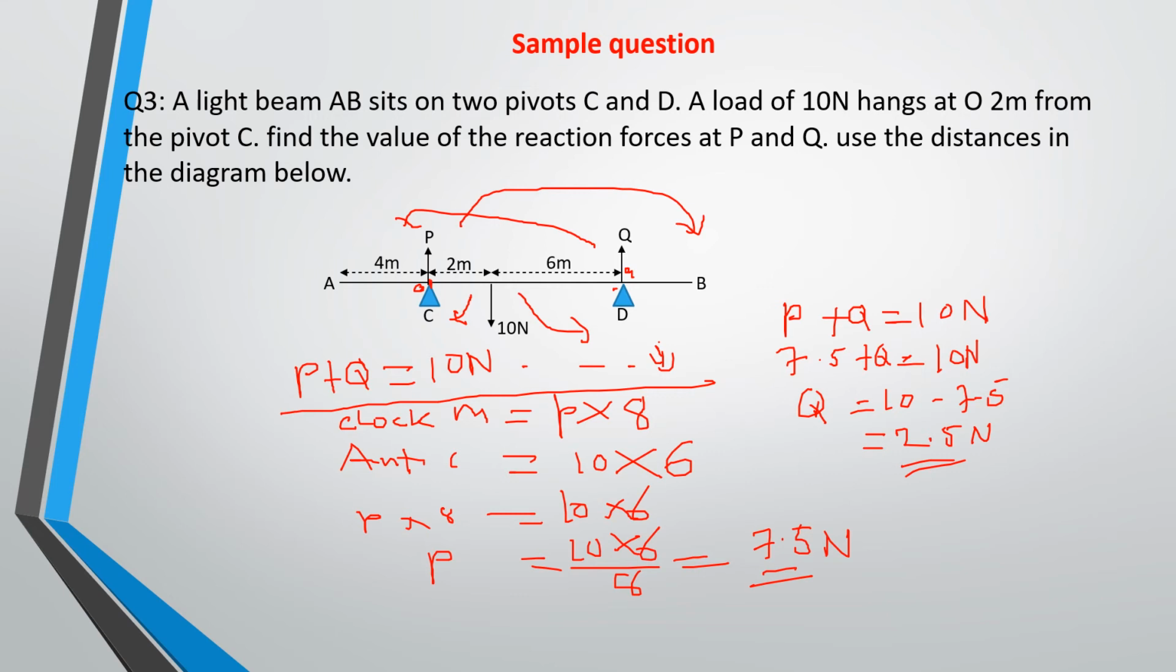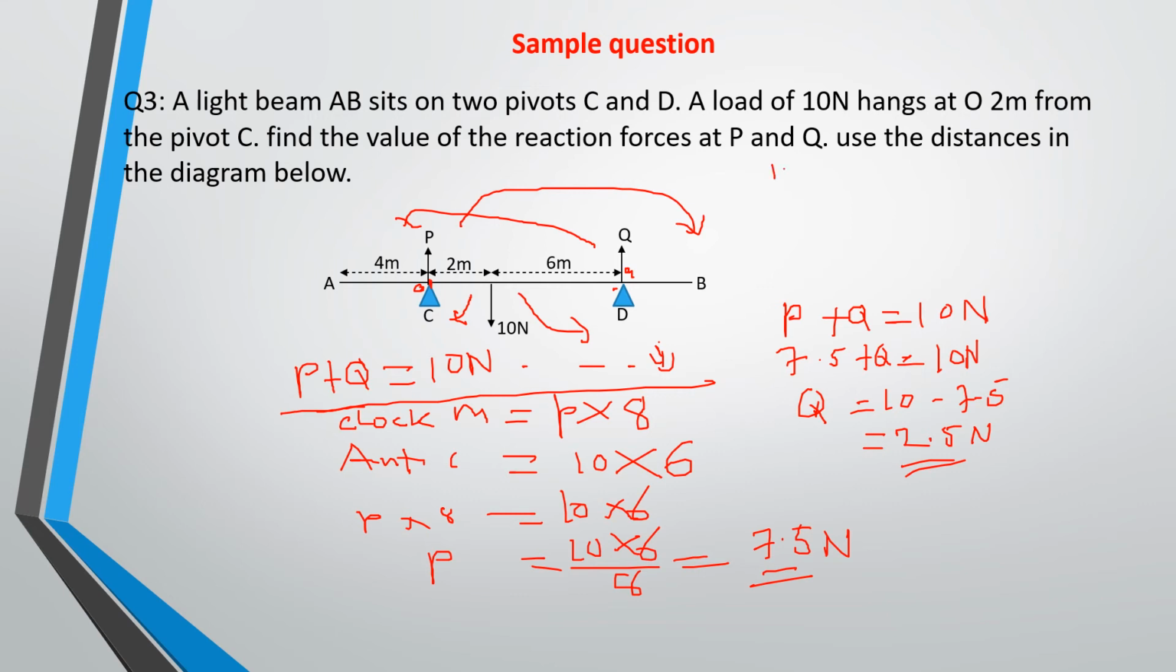So assuming we start to take moments about P, let me write at this corner. You will have that. We've already seen P plus Q is equal to 10 Newton. This one is okay. So if you are taking moments about P, you have your clockwise moment equals 10 times this distance.